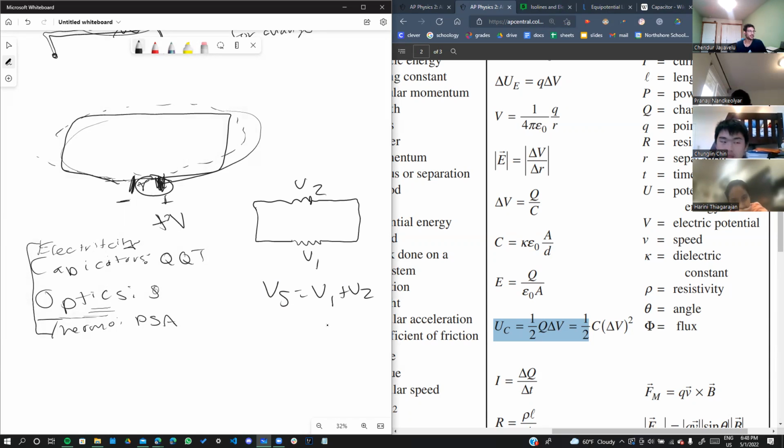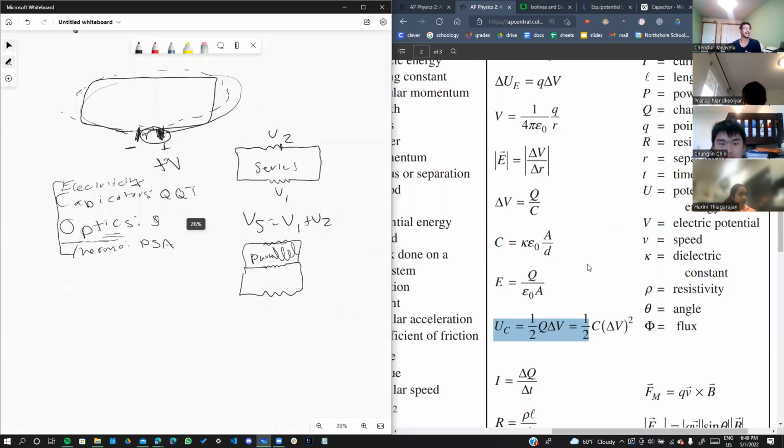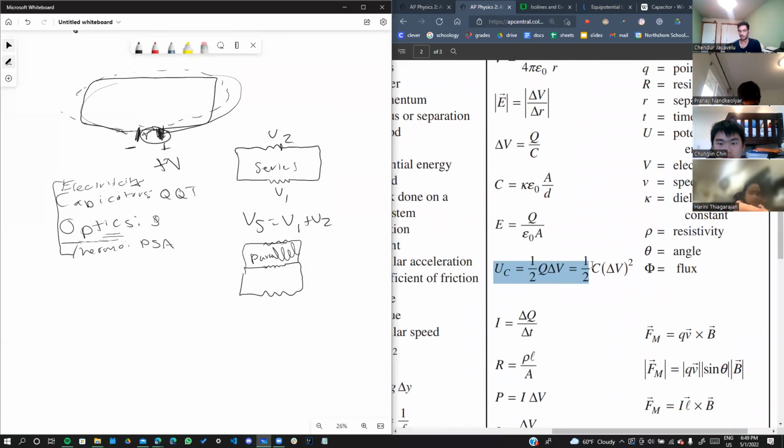Okay, let's make the transition into here. There are two types of circuits: series circuits and parallel circuits. And then there's conductance, which is 1/R, the inverse of resistance. The lower the resistance, the higher the conductivity. That's the relationship you need to know there.